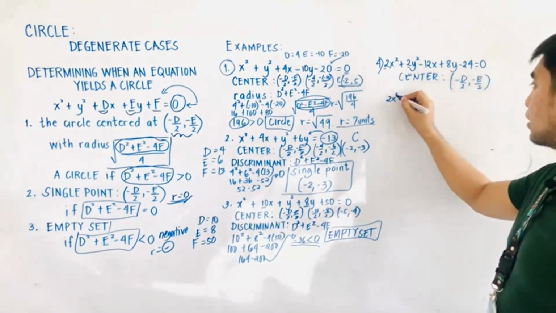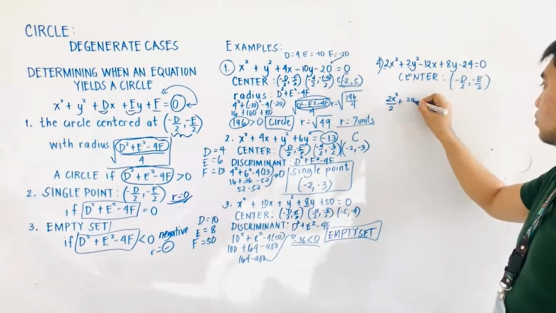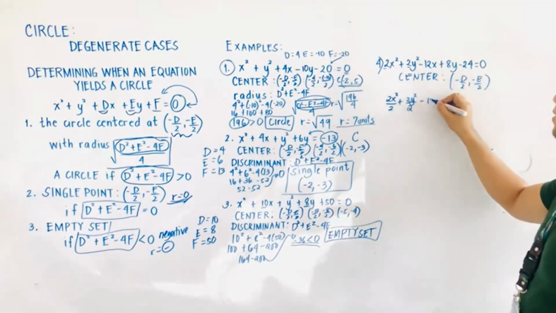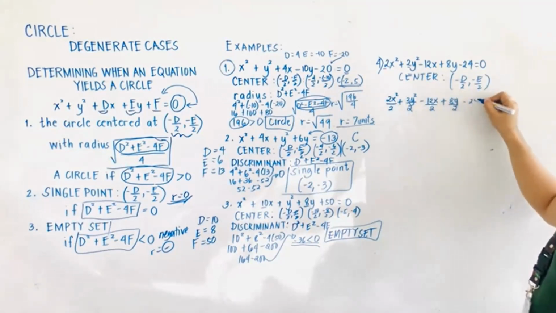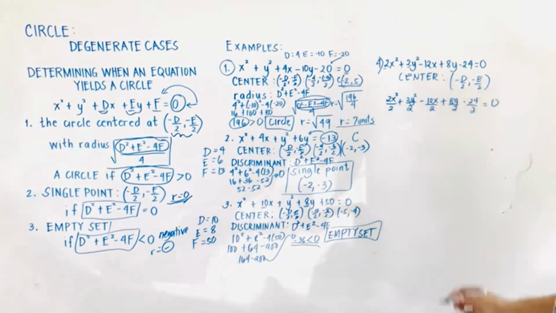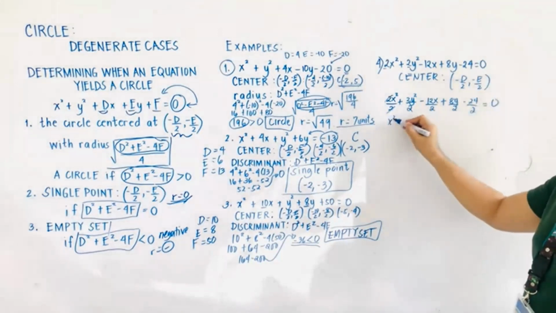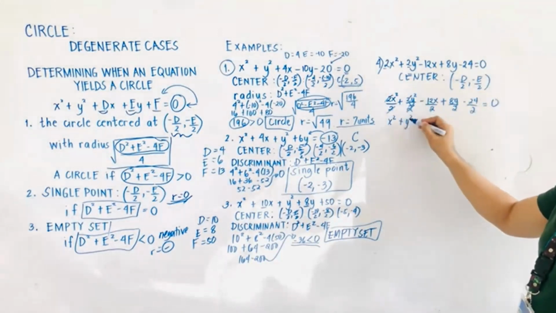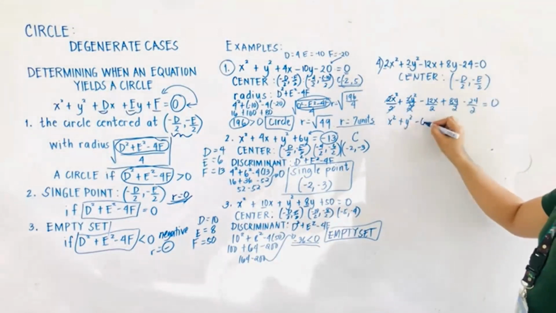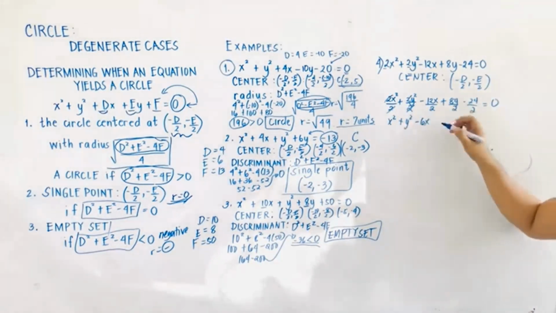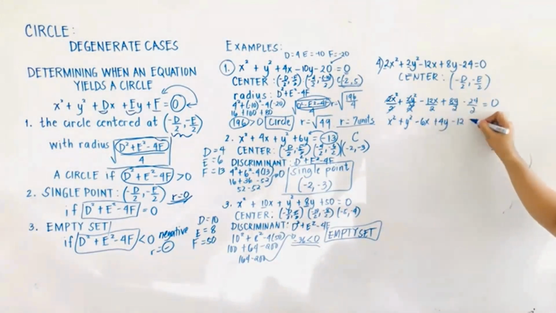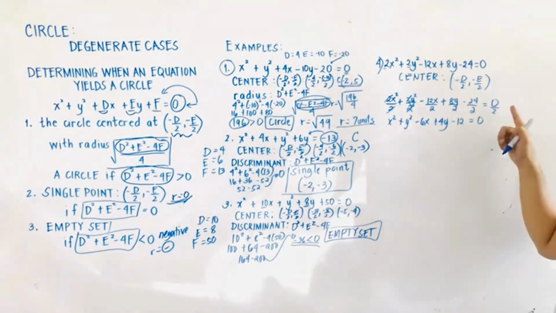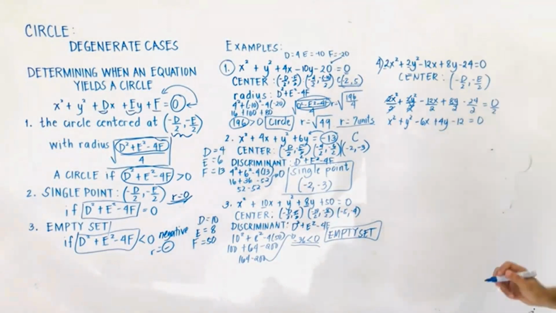Therefore, we have 2x squared divided by 2 plus 2y squared divided by 2 minus 12x over 2 plus 8y over 2 minus 24 over 2 is equal to 0. Cancel, cancel, x squared. Cancel, cancel, y squared. Negative 12x over 2, that is negative 6x. Positive 8y over 2, that is positive 4y. Negative 24 over 2, that is negative 12. The right side divided by 2 is just 0.